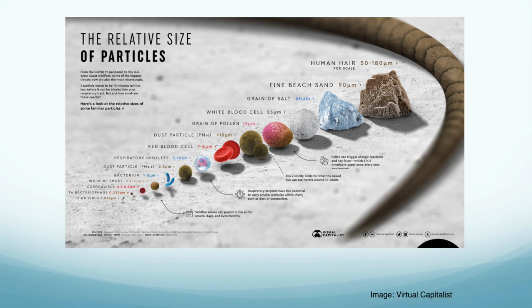Inhaler and other medication delivery devices are designed to generate particles this size or smaller, specifically so that the medications can reach the lower airways. It's important to note that respiratory droplets can carry smaller particles within them, which is how many respiratory viruses, the smallest particles shown at the far left, are often spread.